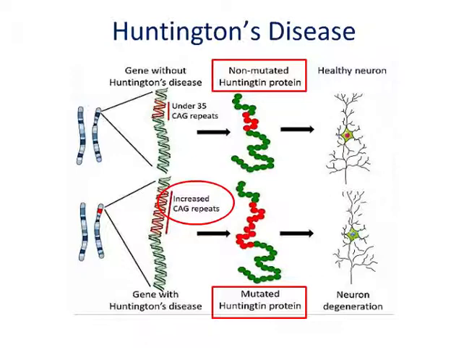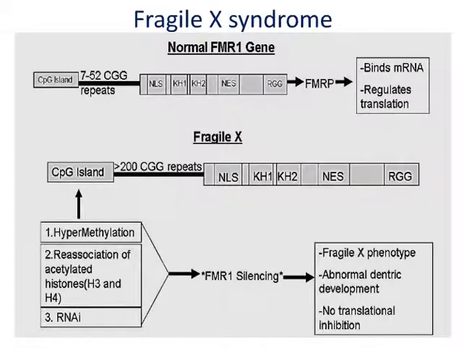In normal individuals, the number of CAG repeats in the Huntington gene is less than 35. In affected individuals, the number of repeats can range from 35 to well over 100. And the longer the expansion, the earlier the onset of the disease.